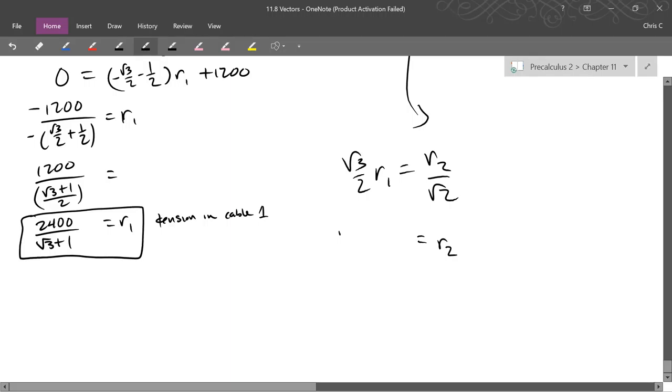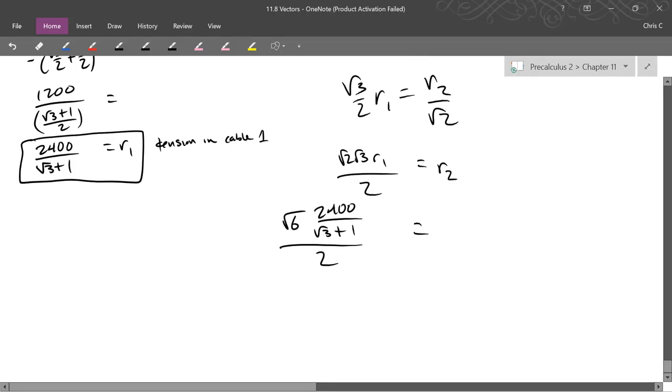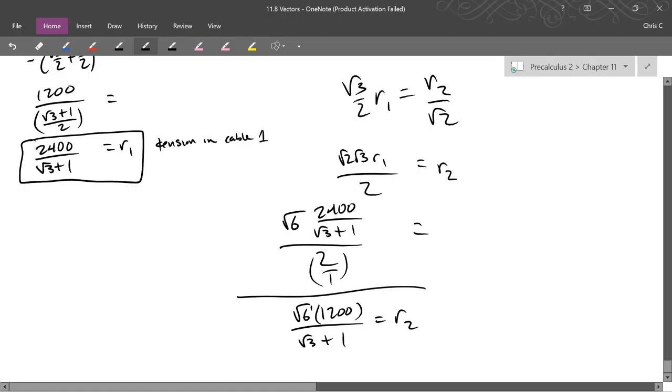So we have square root 2, square root 3, R1 over 2. So that's square root 6. R1 is 2400 divided by square root 3 plus 1 over 2. There's not very much to do. You could write that as 2 over 1 multiplied by the reciprocal. That makes 2400 into a 1200 divided by square root 3 plus 1. That's R2.